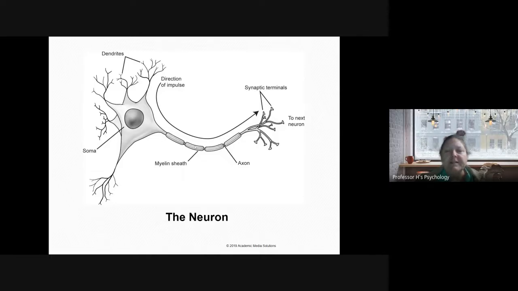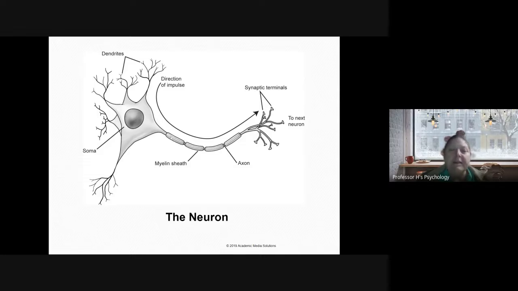So these little pieces of myelin right here are acting as an insulator. For example, you know how electrical wire has that plastic on the outside so that the electricity stays within that wire and travels really fast? Well, this is what the myelin sheath does. It helps the signal that is being sent from this cell body down to these synaptic terminals move faster.